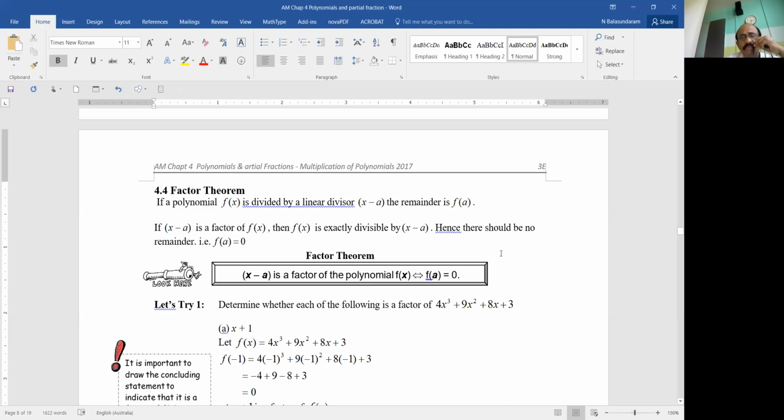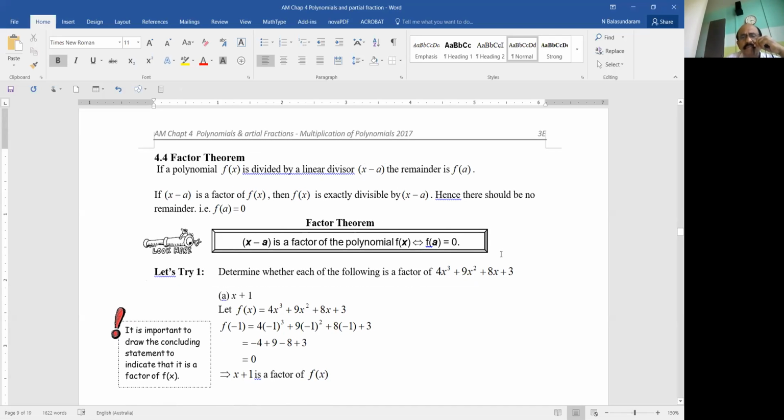So what is factor theorem basically? If x minus a, a linear factor, is a factor of f of x, then f of a must be equal to 0. F of a means the remainder when the polynomial is divided by x minus a. If the remainder is 0, x minus a is a factor. If x minus a is a factor, then the remainder is 0.